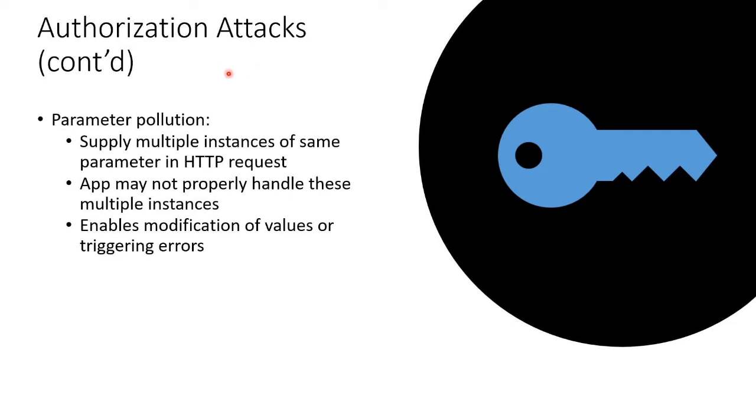Authorization attacks. We could pollute parameters. We could supply multiple instances of the same parameter in one HTTP request. And the app might not properly handle these multiple instances, which would enable us to modify values or trigger valuable errors.